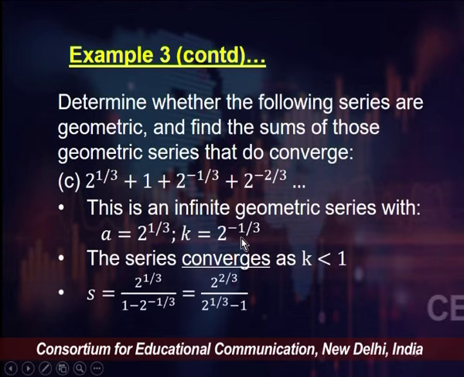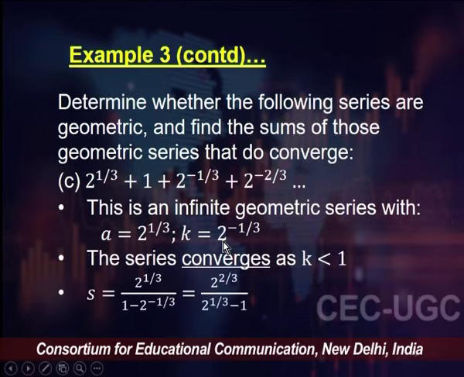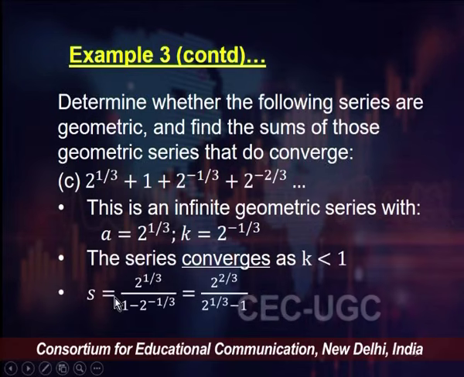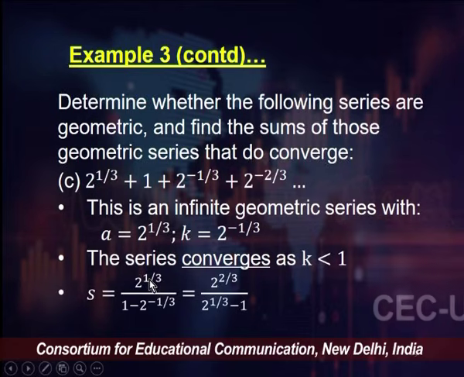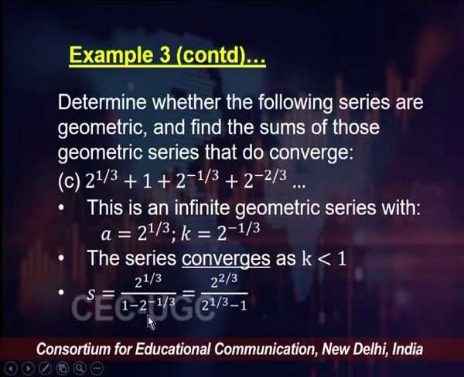So, will the series converge or diverge? Basically the quotient here is 1 divided by 2 to the power 1 by 3, which is going to be less than 1. So, the series converges. Now, what does it converge to? It converges to the sum s, which is given by the first term, 2 to the power 1 by 3, divided by 1 minus the quotient, which is 2 to the power minus 1 by 3.